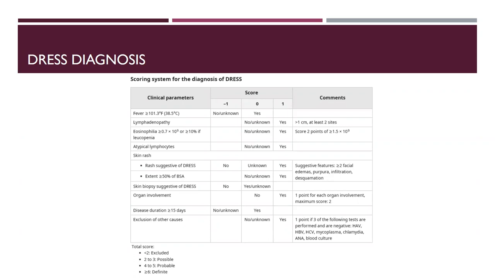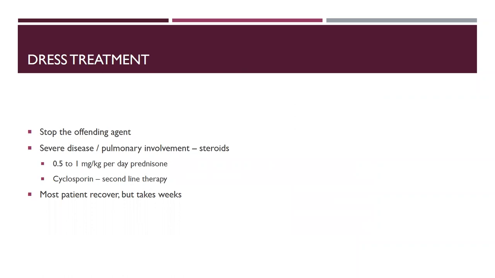And then there's other organ involvement. It lasts a long time, unlike some of the other reactions. So greater than 2 weeks tends to point more towards this than something like SJS, where in 2 weeks you'll either be dead or getting a lot better. And then you've kind of ruled out some of the other things. So if you have greater than 6 points, it's confirmed. 4 to 5 is most likely, 2 to 3 is possible. And if it's less than 2, you pretty much can pass.